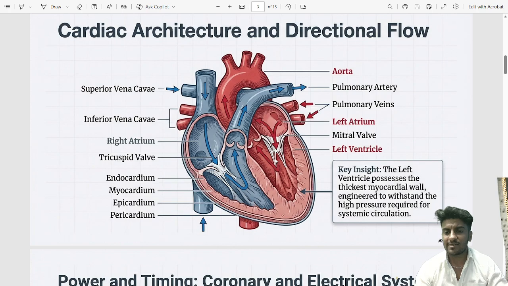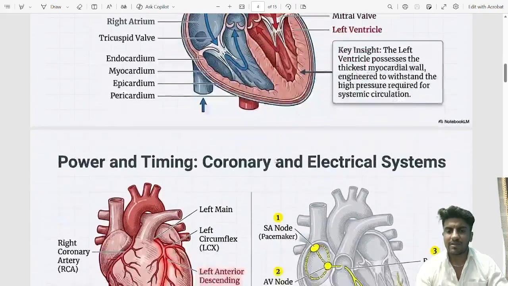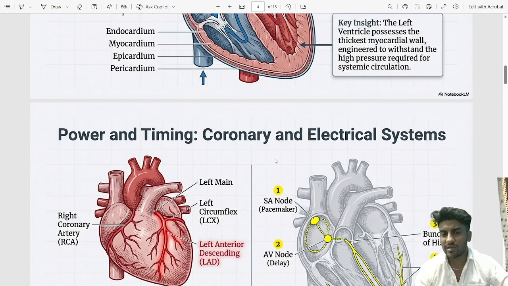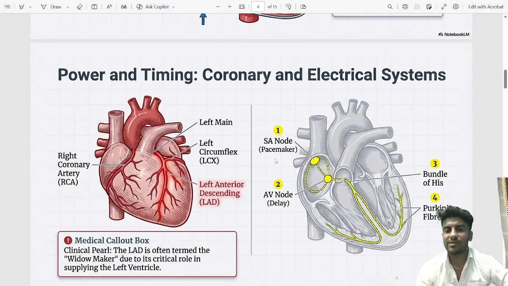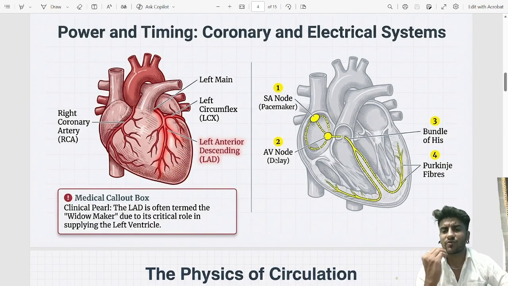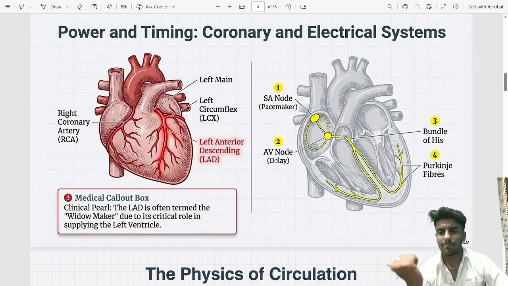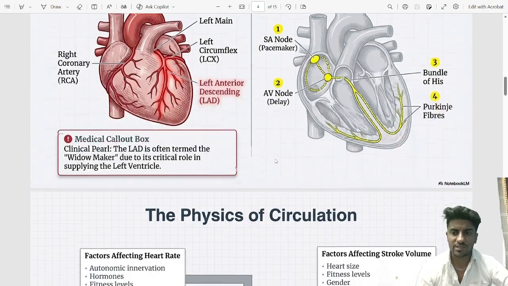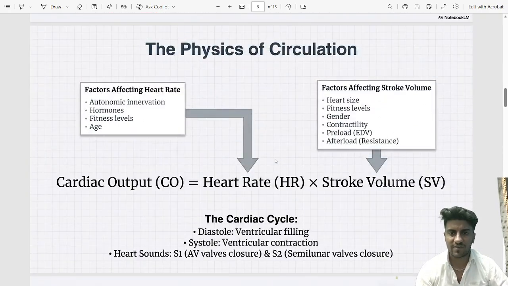And the largest artery is aorta. Arteries carry oxygenated blood away from the heart, except pulmonary artery, and veins carry deoxygenated blood towards the heart, except the pulmonary vein. So the conducting system consists of SA node, AV node, bundle of His, and Purkinje fibers. Sinoatrial node, atrioventricular node, bundle of His, and Purkinje fibers.